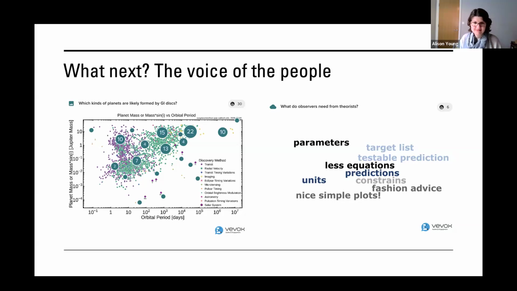I don't agree with less equations, mainly because it's fewer, isn't it? Not less. But observers have plenty of equations in their papers too sometimes. So I'll leave it there.